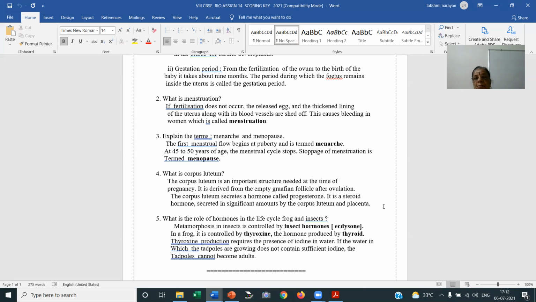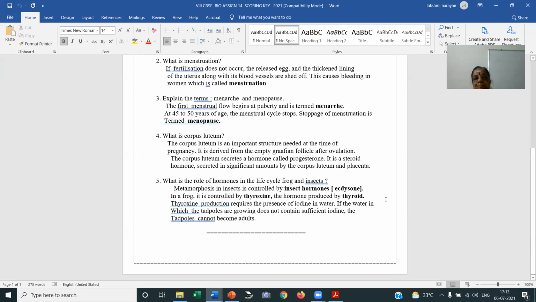Then what is the role of hormone in the life cycle of frog and insects? We have learned asexual reproduction, chapter 9. Other than asexual reproduction, there is a phenomenon called metamorphosis. Metamorphosis is a series of changes of development from egg to an adult. That is called metamorphosis, and it takes place in frog and insects. In insects, metamorphosis is controlled by an insect hormone called ecdysone.